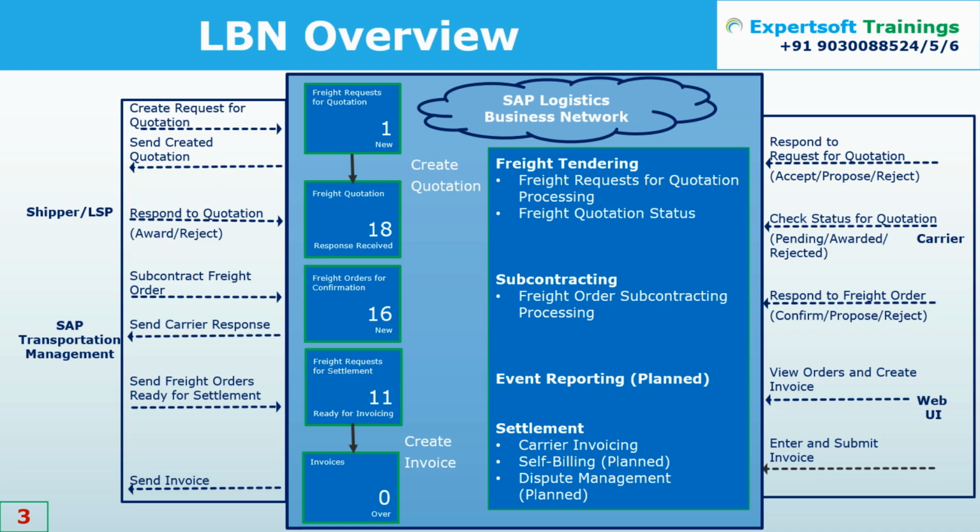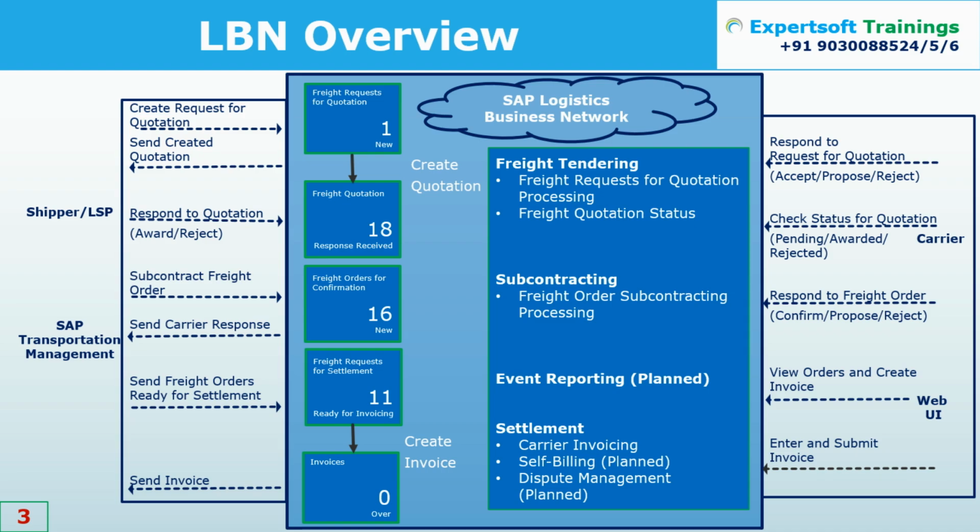So when we talk about events reporting, once the freight order which has a status in execution is sent to the carrier tenant, they will report the events. This is what we call a pull mechanism. Pull mechanism means basically TM is triggering the transportation freight order document and it is sent directly to the carrier.